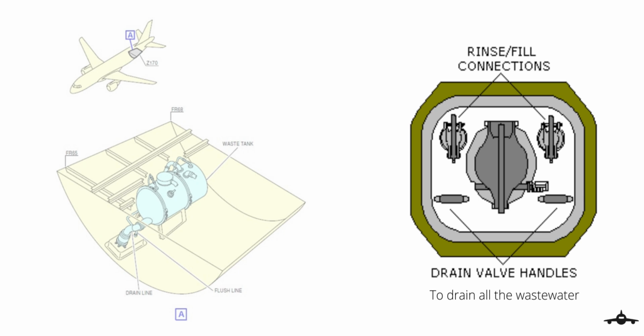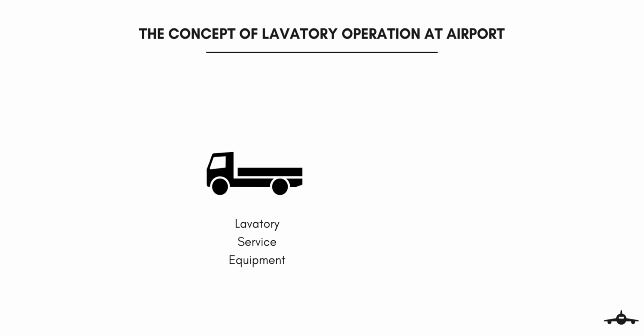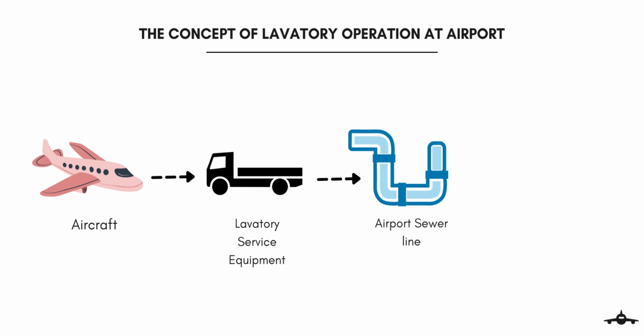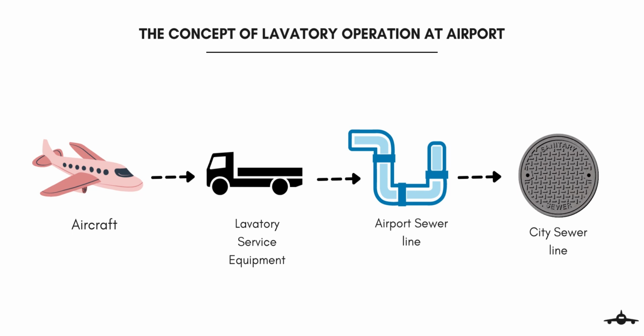This equipment is very easy to understand. It has a drain line used for draining all the waste and a flush line which is used by the equipment to inject disinfectant solution for rinsing the waste tank. These lavatory trucks service one aircraft in a single go and then the waste is transferred into the airport sewer line. The airport sewer line is connected to the city sewer system. In this way, the waste from the aircraft is dumped into the city sewer.